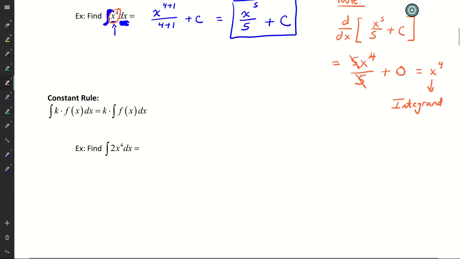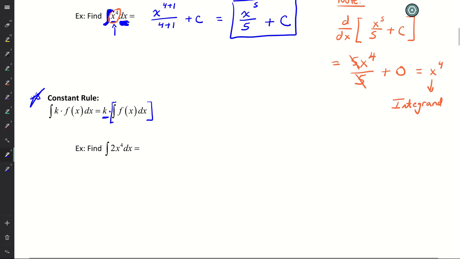All right, the next rule is the constant rule. So basically here, we're saying that if we have a constant that's multiplied by a function, we can draw that constant out in the front of the integral and then just do the integral of the function. We have a similar rule for derivatives. We said that if we have a constant multiplied by a function, you can pull the constant out in front, not involve it in the derivative, and then just take the derivative of the function part, and when you're done, multiply it by the constant. It's the exact same idea here.